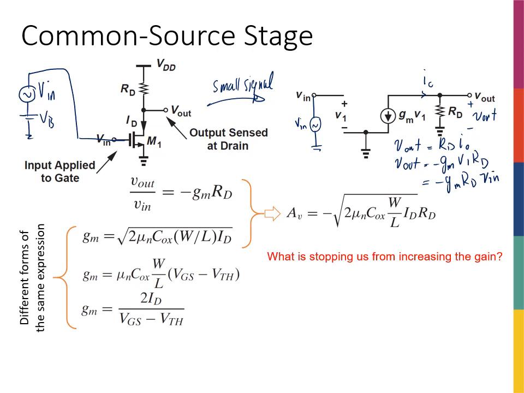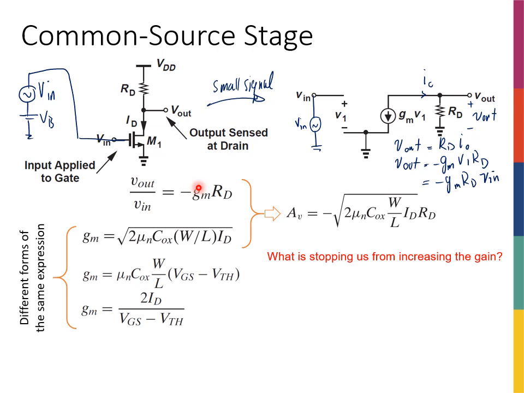Based on that, the voltage gain of my circuit is going to be negative gm RD, very similar to the BJT stuff that we did before. In the common emitter, we had negative gm RC. Here we have negative gm RD, simply because over there I had collector, here I have drain. These are the similarities that make things a lot simpler.